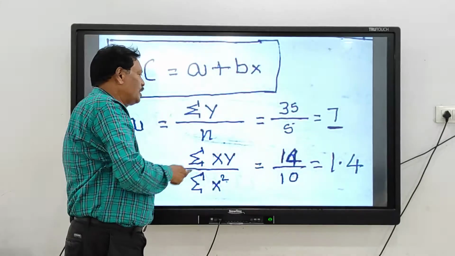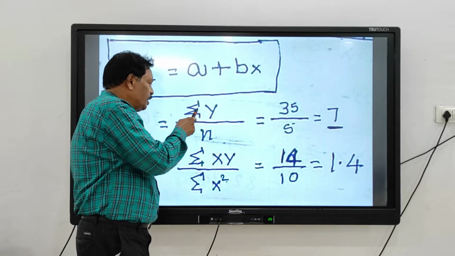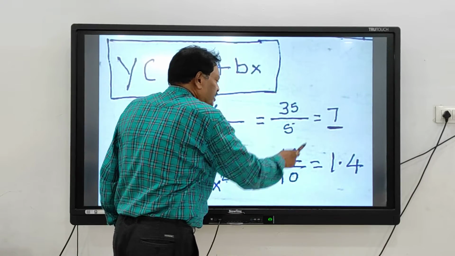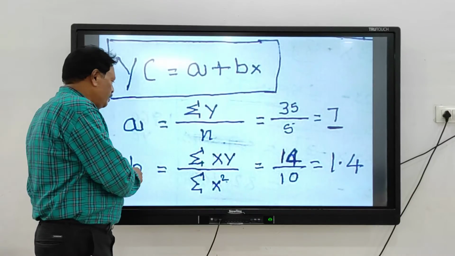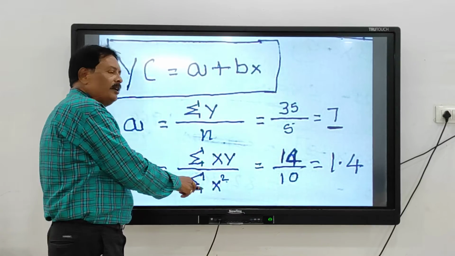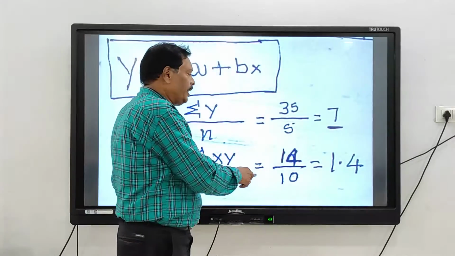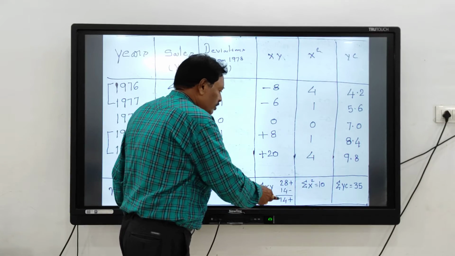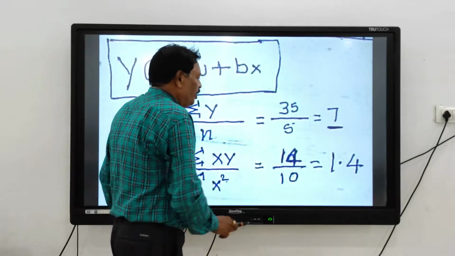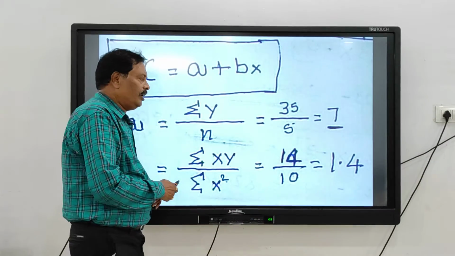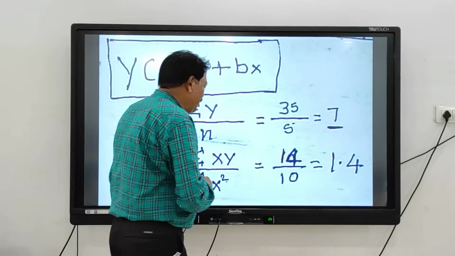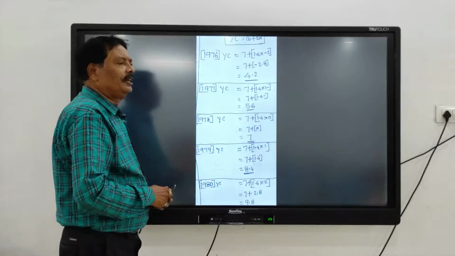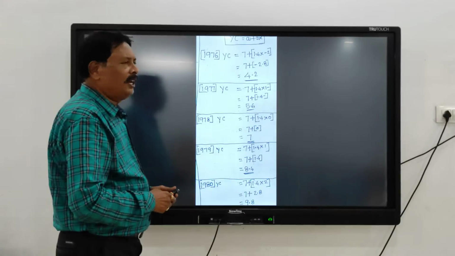YC is equal to A plus BX. Therefore, A is equal to sigma y by n, sigma y 35, n 5, the result 7 is A. Like this, B is sigma xy by sigma x square. By adopting this principle, you can calculate B value: 14 by 10, sigma xy 14, sigma x square 10. When you divide 14 by 10, you will get 1.4 as the B value. With the help of A and B values, you can easily calculate the yearly changes for each year.